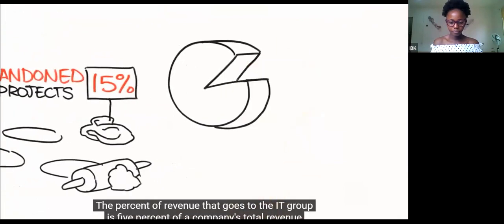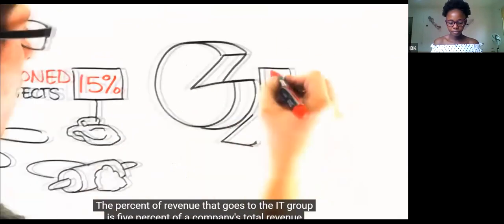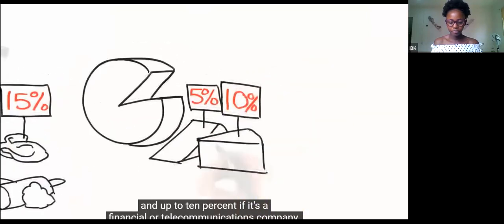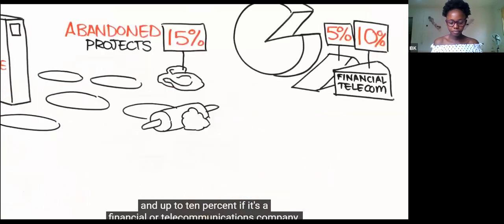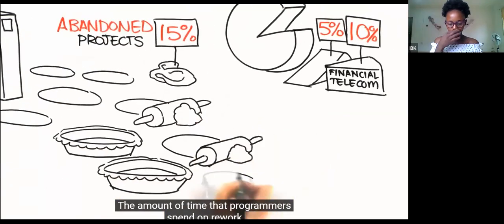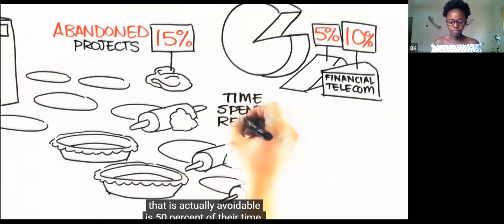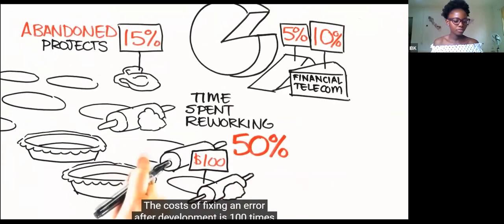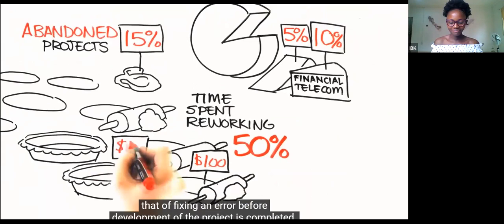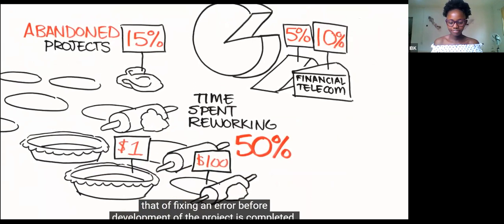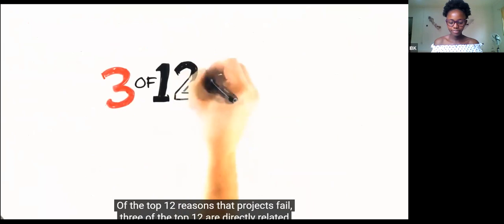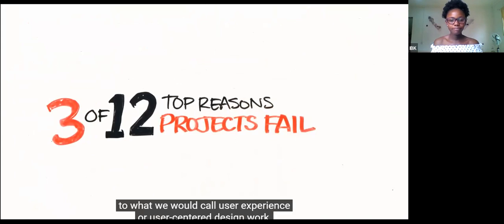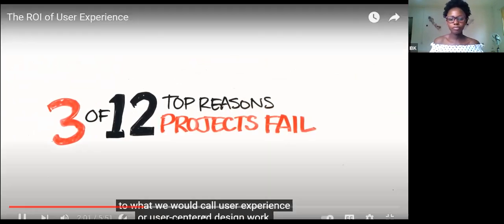The percent of revenue that goes to the IT group is 5% of a company's total revenue, and up to 10% if it's a financial or telecommunications company. The amount of time that programmers spend on rework that is actually avoidable is 50% of their time. The cost of fixing an error after development is 100 times that of fixing an error before development of the project is completed. Of the top 12 reasons that projects fail, 3 of the top 12 are directly related to what we would call user experience or user-centered design work.